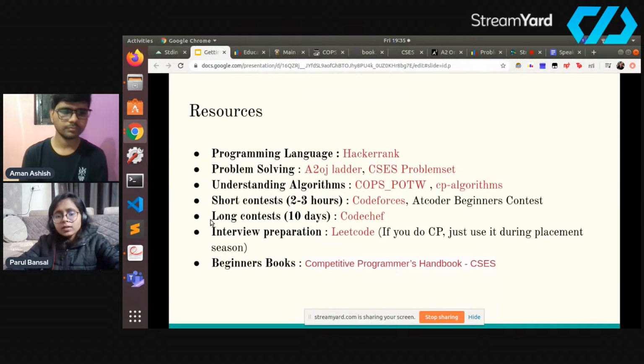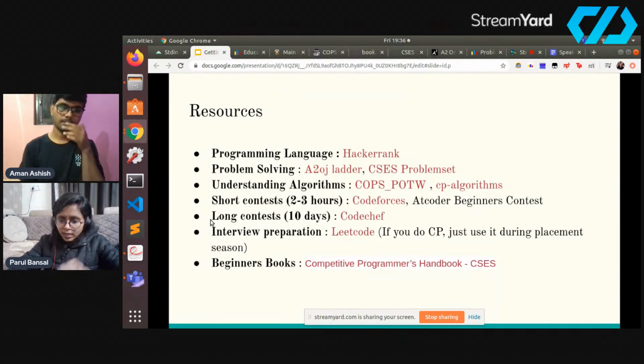Yeah, upsolving. So upsolving, basically you participate in a contest, okay, and the contest is over. Now you have to try, let's say there were five problems, and you were able to solve two problems. So the third problem, which you were not able to solve, you have to solve that problem after the contest ends. So why you have to solve it?